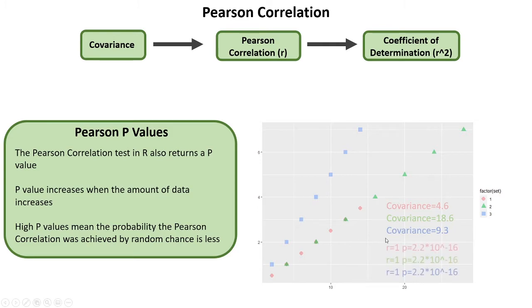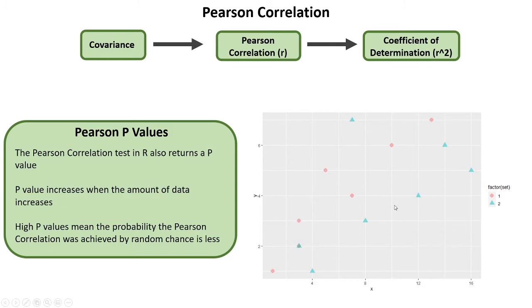Right, so if we go back to our data, we have our covariances, we have our Pearson correlations of 1, and in this case, all three of these would have a p-value of 2.2 times 10 to the negative 16. That's because in all of these cases, the r is 1, and the number of points is 7. And so if the r is 1 and the number of points is 7, then you have a very small likelihood that this particular distribution of points was generated by chance, right?